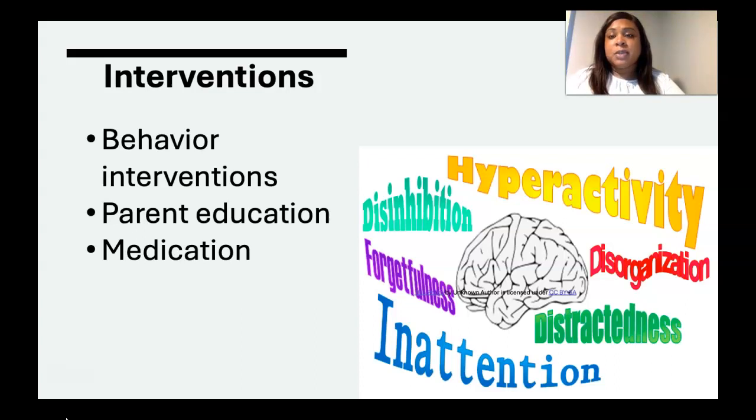You can reach out to some counselors. You can see if there are any types of services within your district that can be available to those parents who do need that support.